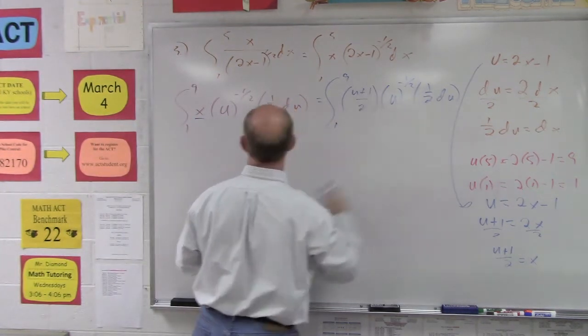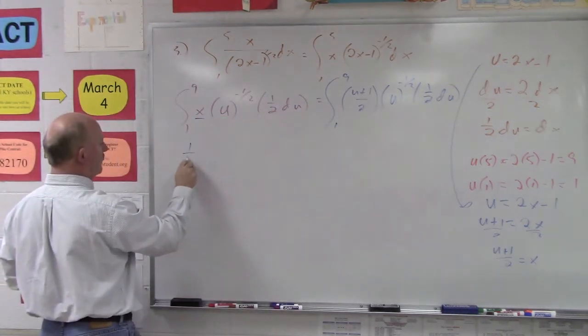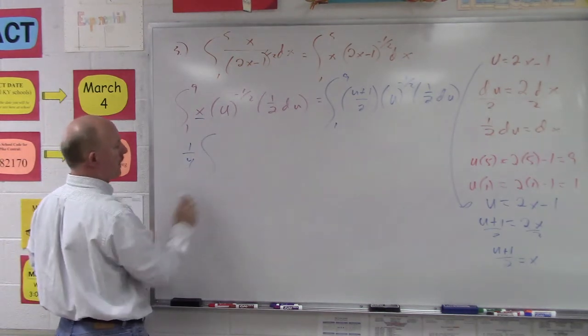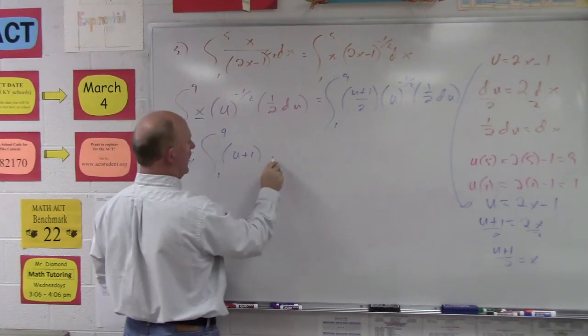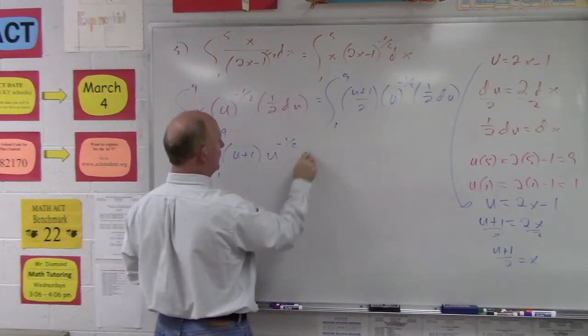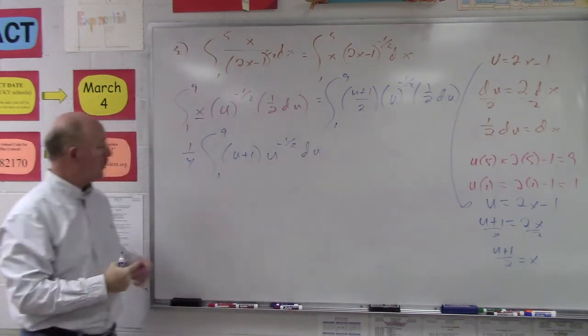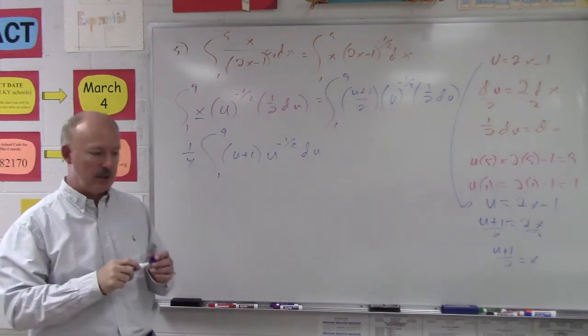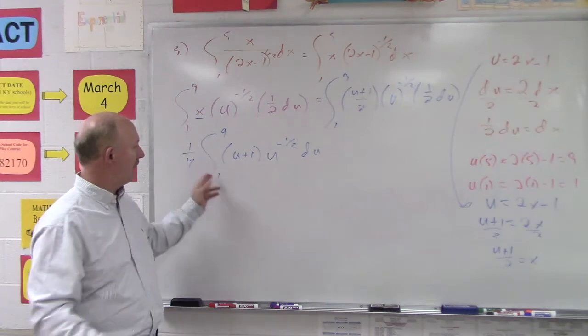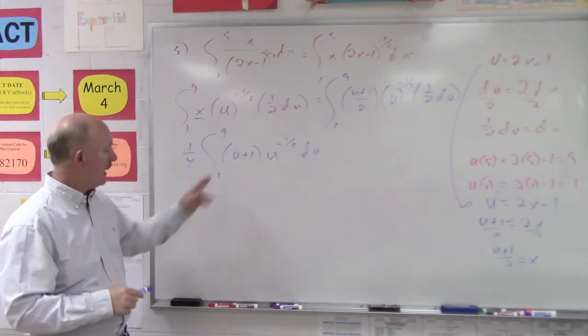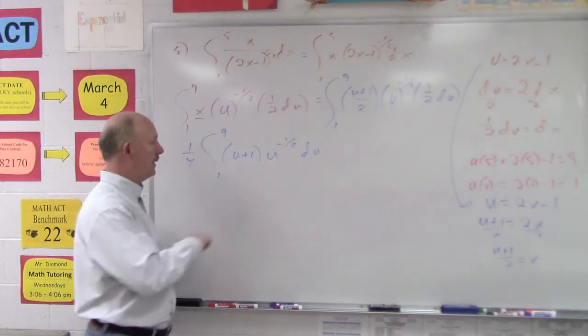We have 1/2 and 1/2. As you pull those out in front of your integral, it will be 1/4, integral from 1 to 9 of (u plus 1) times u to the negative 1/2 du. Okay, now we're still going to have to simplify this. So really, the hardest part of this problem is going to be rewriting and simplifying our integrand here. Before we can find our antiderivative, we're going to have to simplify this.